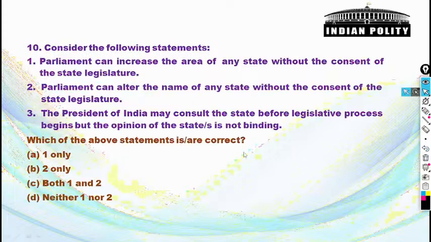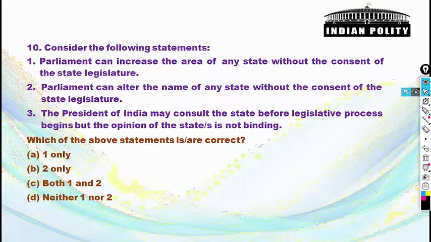Next we will come to question number 10. Consider the following statement. Parliament can increase the area of any state without the consent of state legislatures. What do you think? It is correct. Parliament can change any area of a state without the consent of the state. The consent is not binding. So that is possible. I think it is correct.